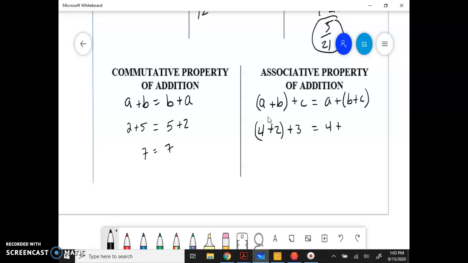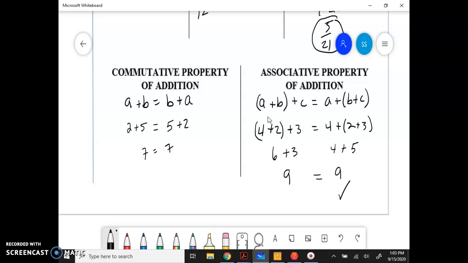and the same numbers over here, 4 + (2 + 3). So if we have the grouping symbols over here, 4 plus 2 is 6. Drop down the 3. 6 plus 3 is 9. We get 9 on this side. If we started over here, if the grouping symbols were with 2 and 3, we do that first. 2 plus 3 is 5. Drop down the 4. 4 plus 5 is 9. Okay, so we get the same answer for both of these.